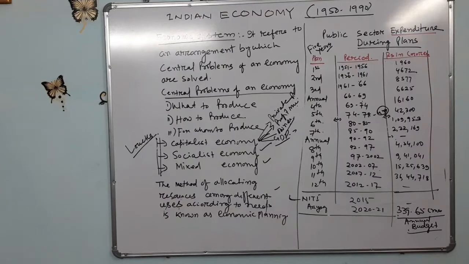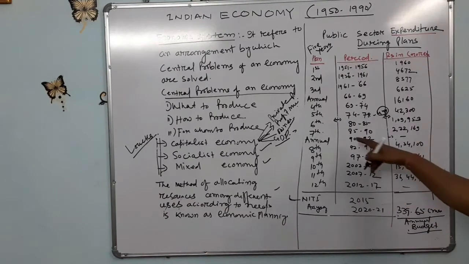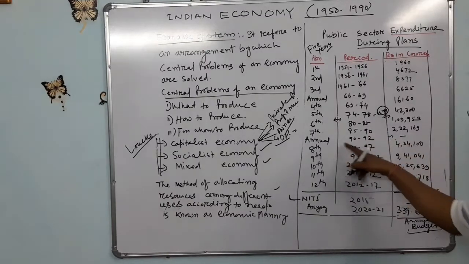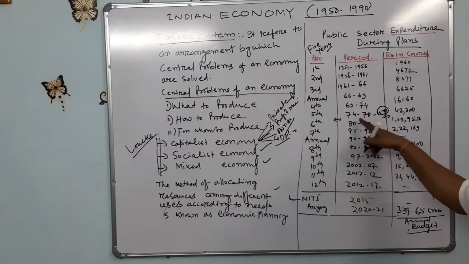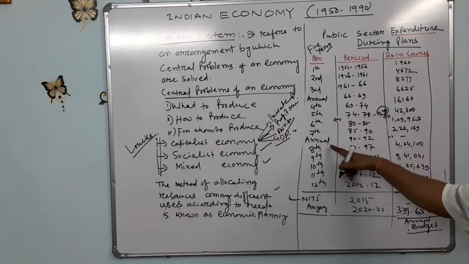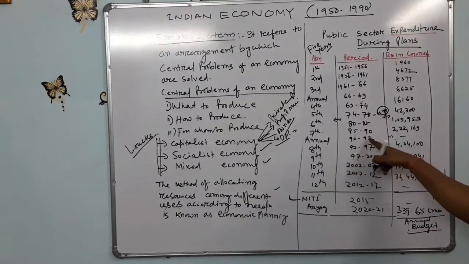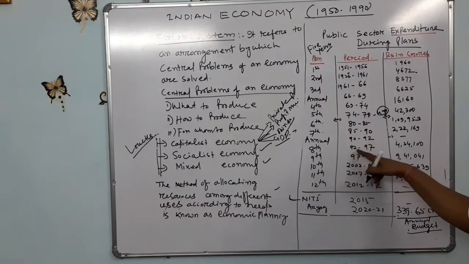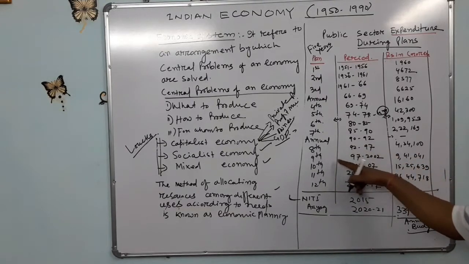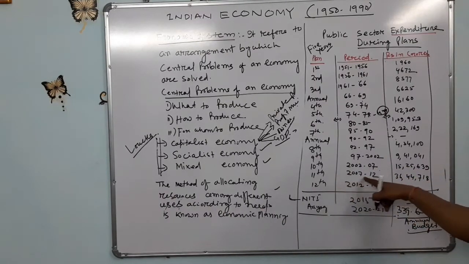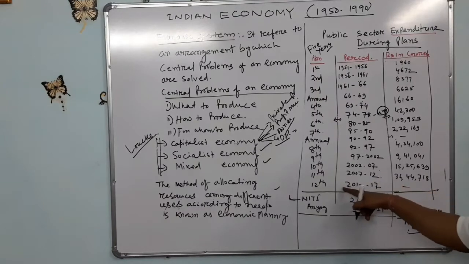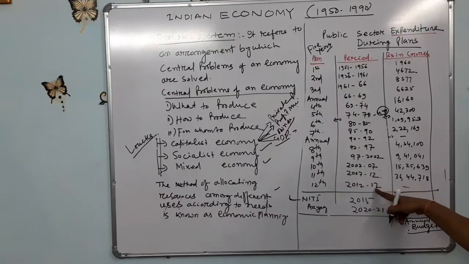Next, the sixth five-year plan, 80 to 85. Seventh five-year plan, 85 to 90. Again annual plans, 90 to 91 and 91 to 92, and there is also an annual plan between 78 and 80. Again the eighth five-year plan, 92 to 97. Ninth five-year plan, 97 to 2002. Tenth five-year plan, 2002 to 2007. Eleventh five-year plan, 2007 to 2012. And the twelfth five-year plan, 2012 to 2017.